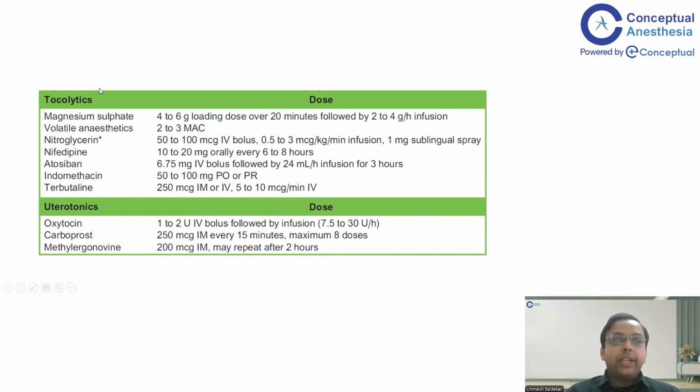After we have studied the dosing of tocolytics, when we come to uterotonics which maintain the tone of the uterus, oxytocin 1 to 2 units IV bolus can be given, followed by an infusion of up to 30 units per hour. Carboprost can be given 250 mcg IM every 15 minutes, and a maximum of 8 doses can be given. And methylergonovine 200 mcg IM may be repeated after 2 hours.